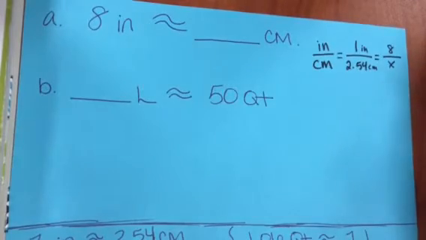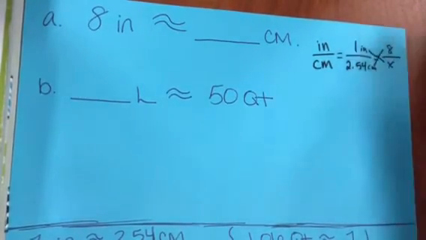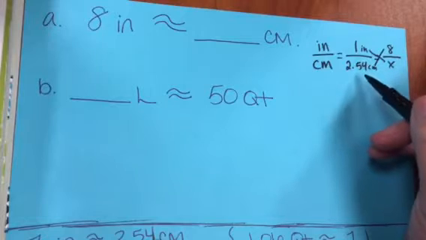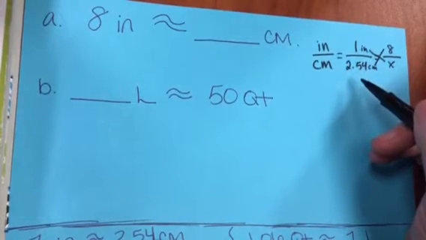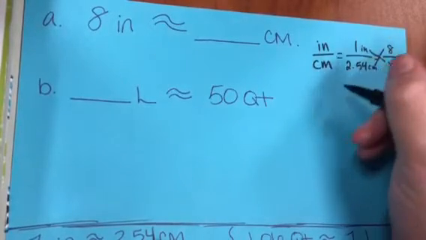Yes. Okay. So now I'm just going to multiply. 8 times 2.54 is 20.32.